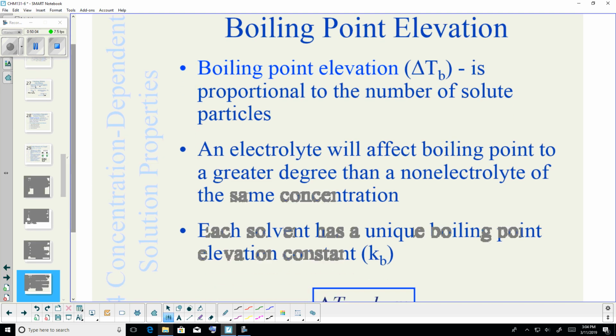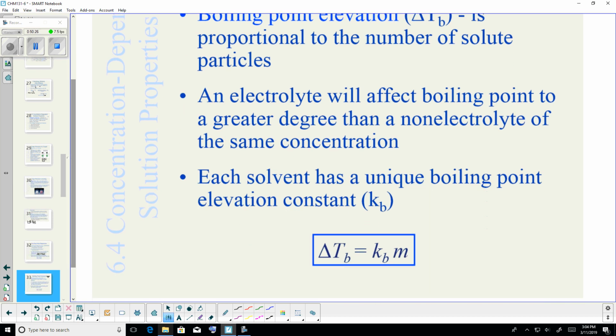Boiling point elevation, again, the TB, the B means boiling point, is proportional to the number of solute particles. An electrolyte will affect the boiling point to a greater degree than a non-electrolyte because you get more particles. It's the same formula except we're using a boiling point elevation constant. So again, if I use NaCl, I get Na+ and Cl-. If I start with 1 here, I get 2 here. C6H12O6 goes to C6H12O6. If I start with 1 here, I end up with 1.